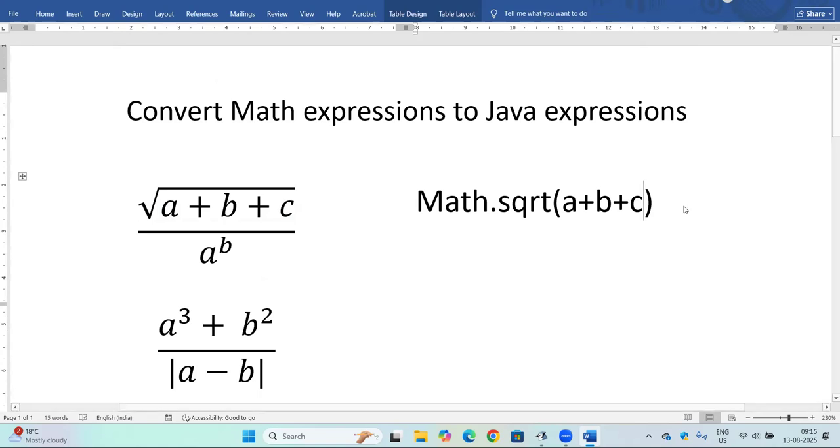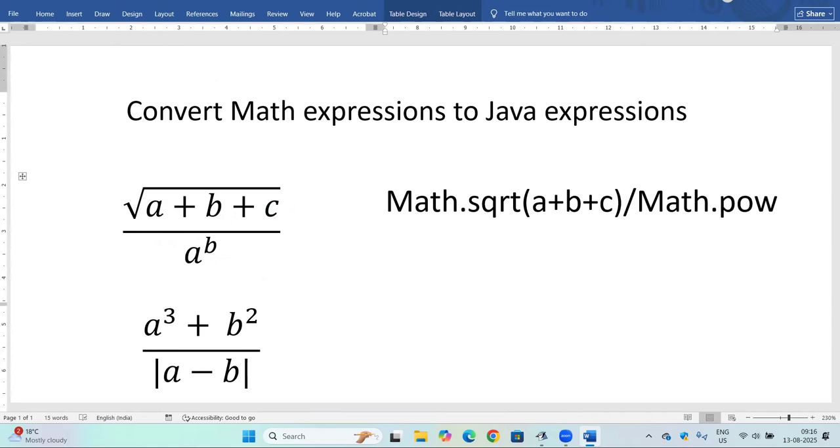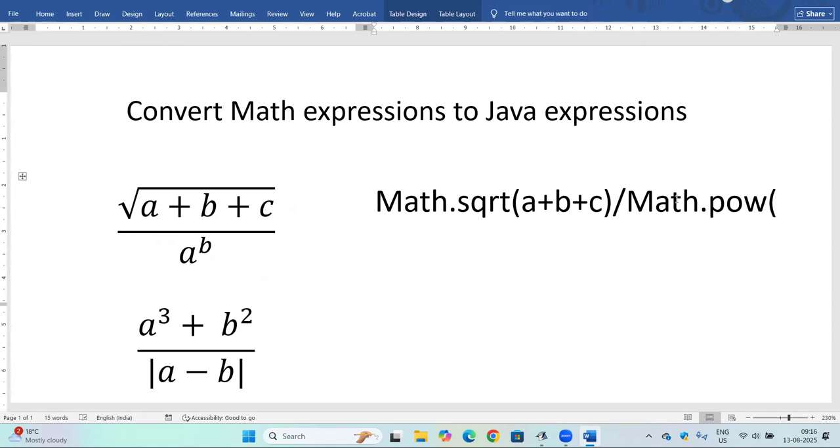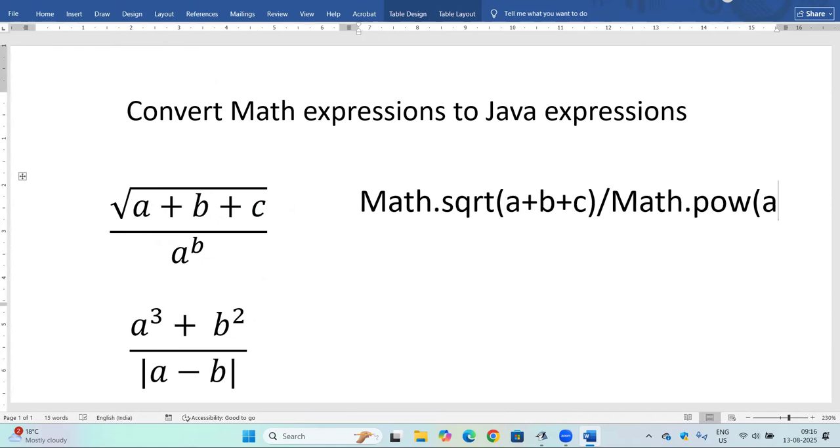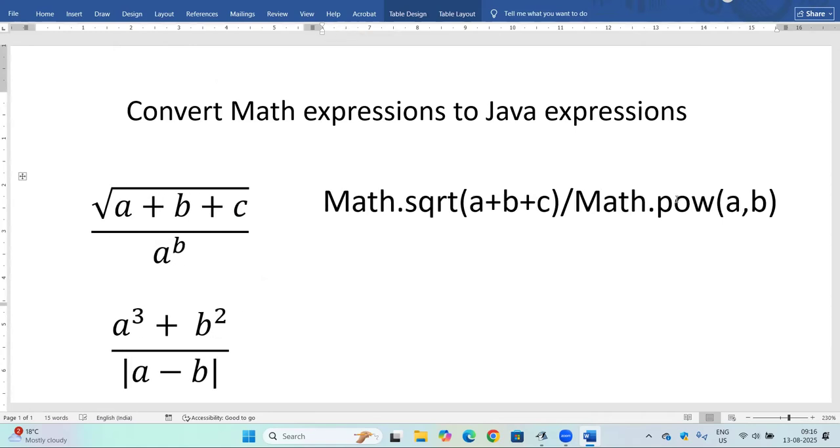And then we are dividing. We cannot use the mathematical division symbol. We are using a slash. So this is the division symbol. And what are we going to find? The denominator is a to the power of b. So how do we do a to the power of b? Again, we have an inbuilt function, math.pow. Power. And what to the power of what? It is a to the power of b. So it is a comma b. So this is how we write a Java expression to calculate this formula.